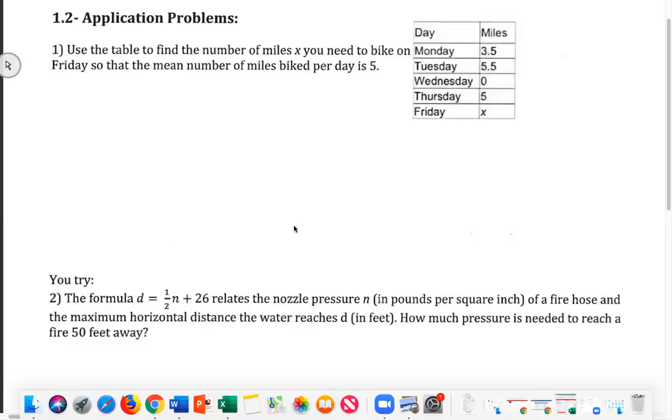All right, so we are going to talk about 1.2 application problems. This is actually pretty important in the sense that everybody always tells you you're going to use math your whole life. And you're like, I'm never going to use math. I'm never going to use it. But application problems is actually where you use it.